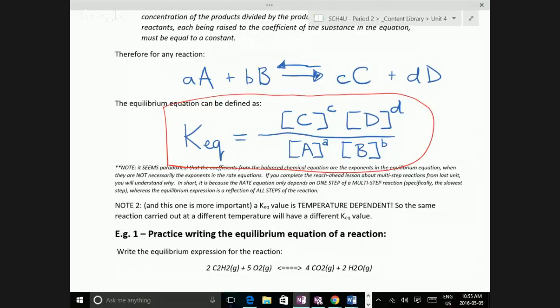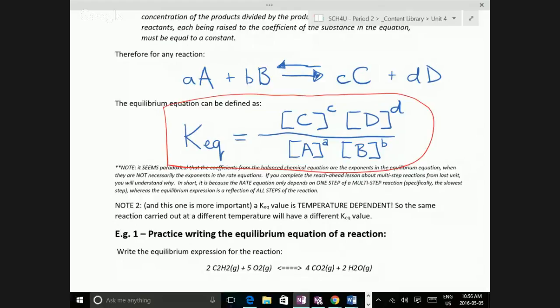How did we have to get the exponents for the rate laws? Experimentally. You had to look at the table and say, if I double this, what happens to that, and all that nonsense, right? What do you do here? Look at the equation, stick the number up in the exponent. So this is much easier.